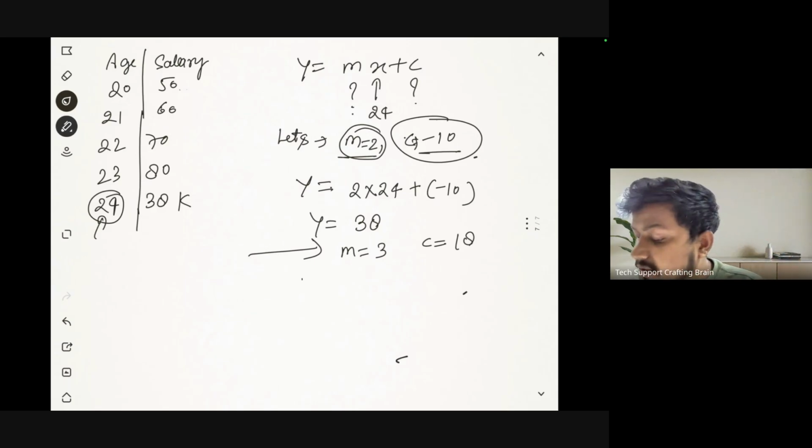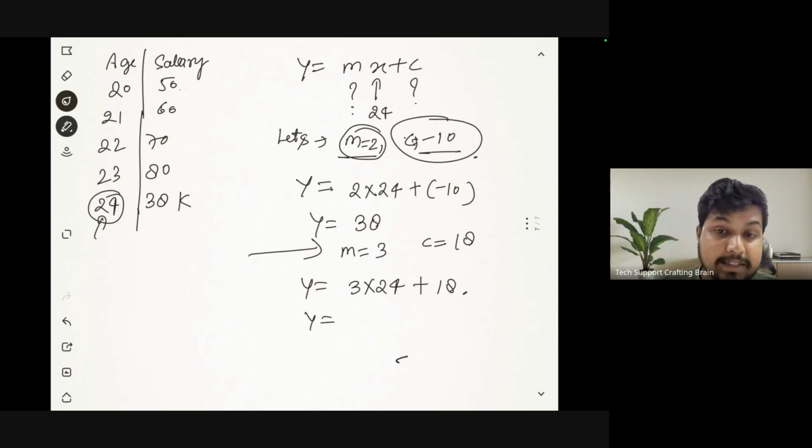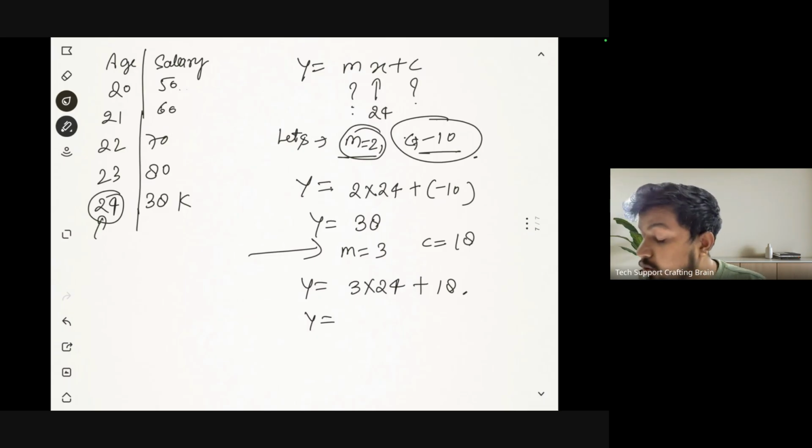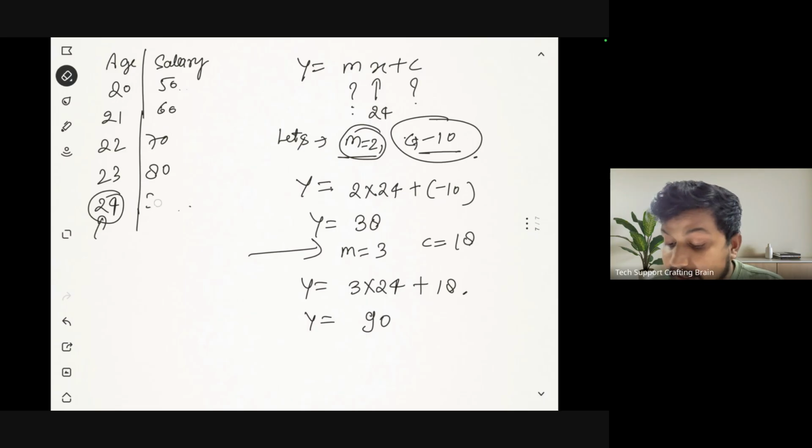Now put it inside the equation, guys. 3 into 24 plus 18. What are we going to get this time? Calculate it quickly. 90. We are going to get 90. So this time we have predicted 90.